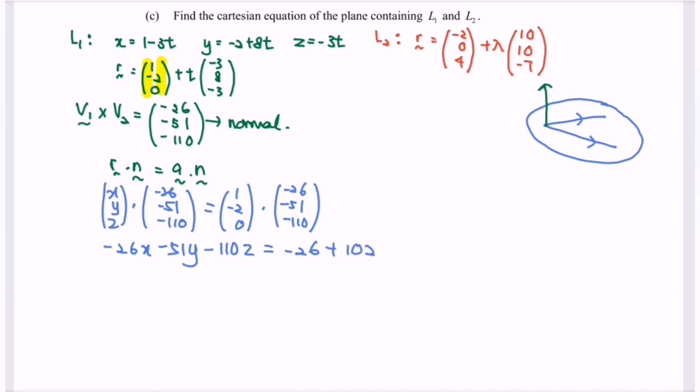Kindly rewrite, or simplify. Here we will have 76. So negative 26x minus 51y minus 110z equals 76. That will be the Cartesian equation of the plane. Or we can write 26x plus 51y plus 110z equals negative 76. So that will be the Cartesian equation of the plane containing L1 and also L2.